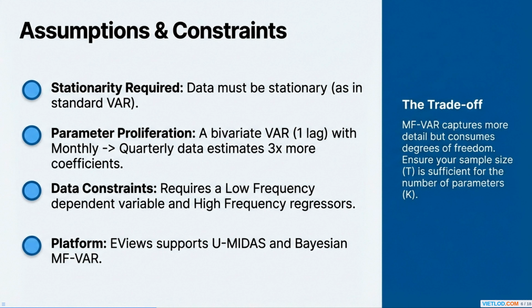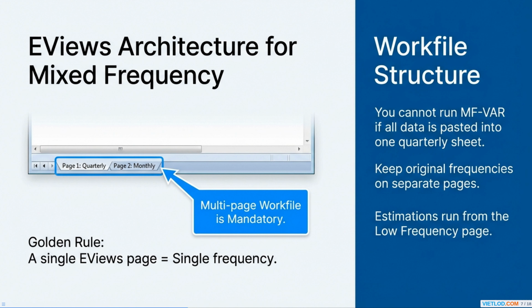MFVAR captures more detail, but consumes degrees of freedom. If you have a model with 2 quarterly variables and 3 monthly variables, the number of parameters can quickly become larger than your number of observations, T, especially with a few lags. This is why ensuring your sample size is sufficient for the number of parameters, K, is a critical trade-off.